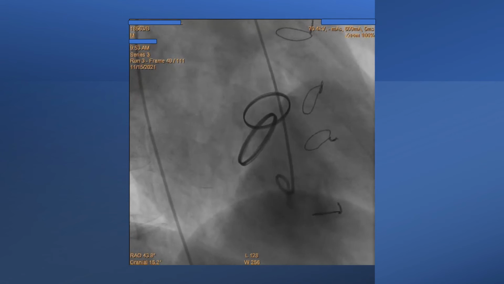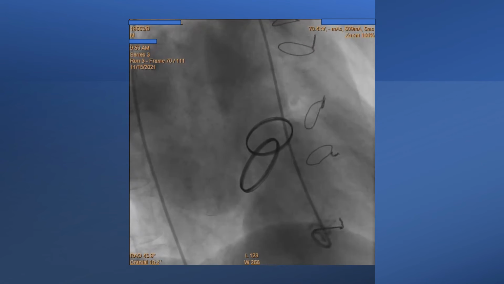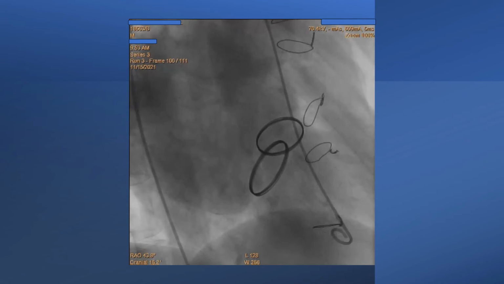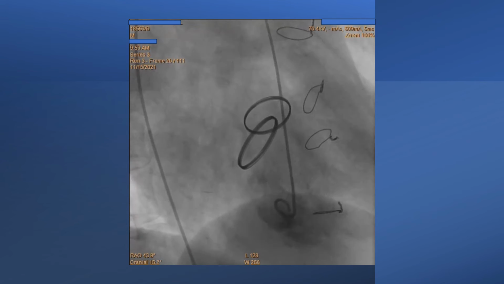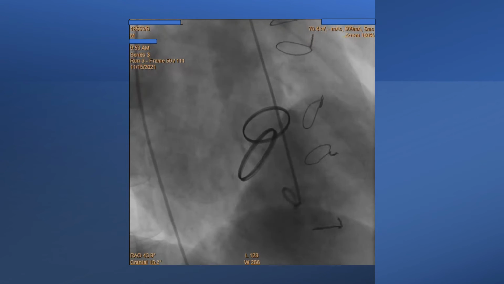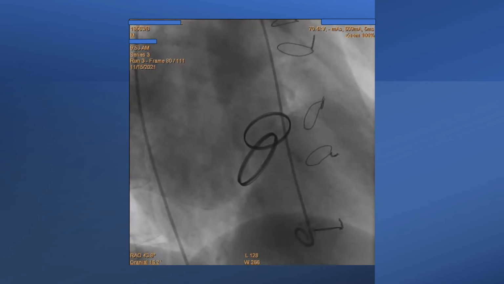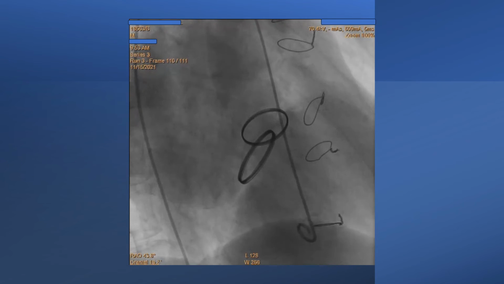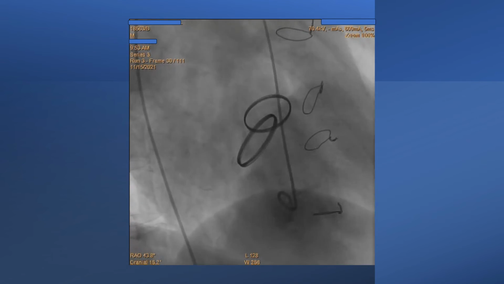When it is necessary to do an LV angiogram in the presence of a prosthetic valve, a catheter can safely be passed into the LV, but make sure that the pigtail catheter is withdrawn after passing a wire.